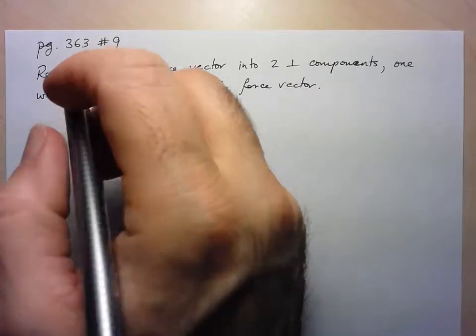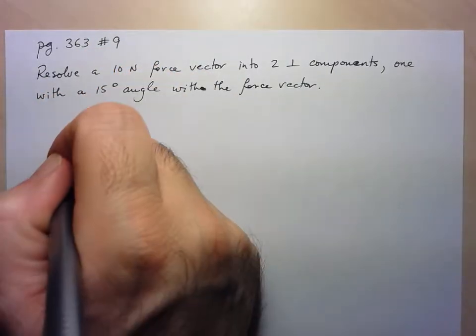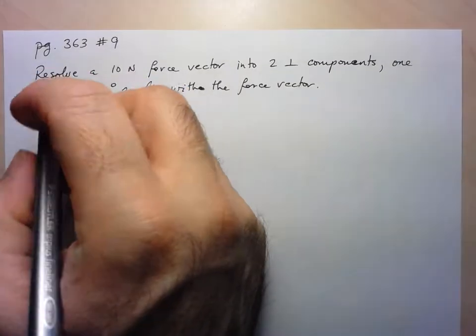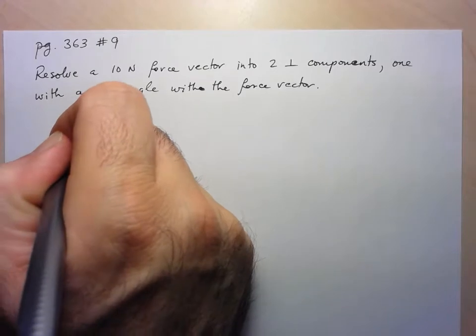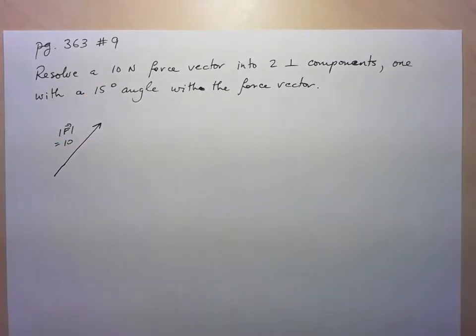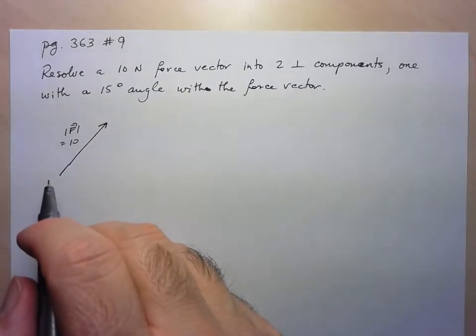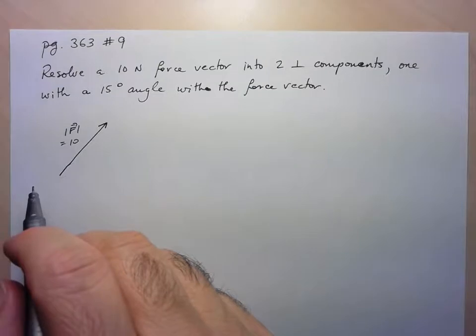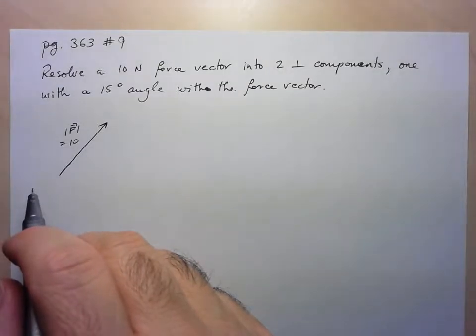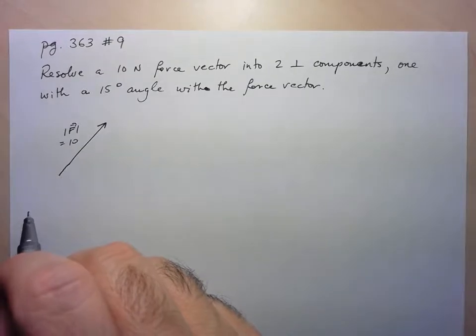Okay, now I'm just going to draw some general vector here. I'll let that represent our 10 Newton force vector. So here, the magnitude of this force vector is 10. And I actually purposely drew it so that when I draw one of my components, it's not going to be horizontal and vertical. So I really want to press the idea that while we often use horizontal and vertical components, we don't necessarily have to.